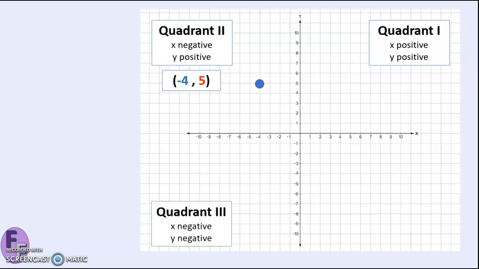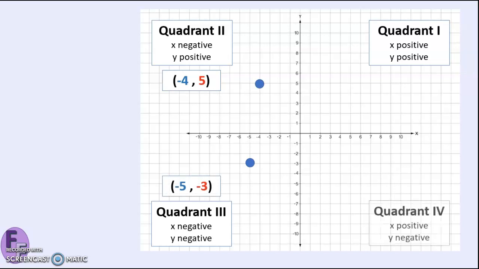Quadrant 3 is always a negative x and a negative y. This point would be over to -5 and down to -3. Then we have quadrant 4. It always has a positive x with a negative y. A point in this quadrant would be over to 2 and down to -7.